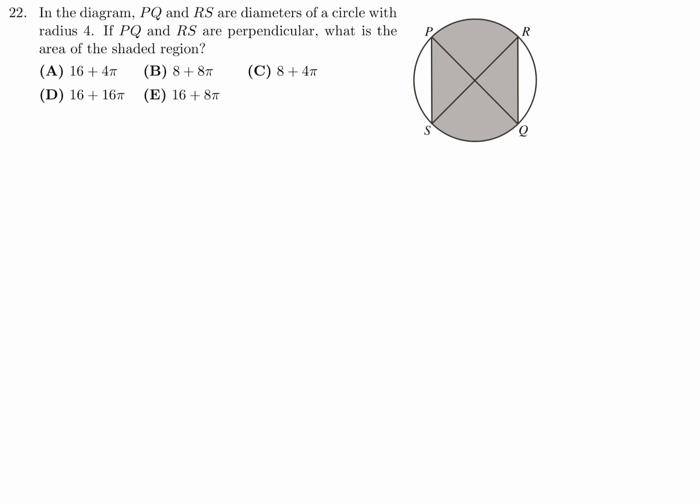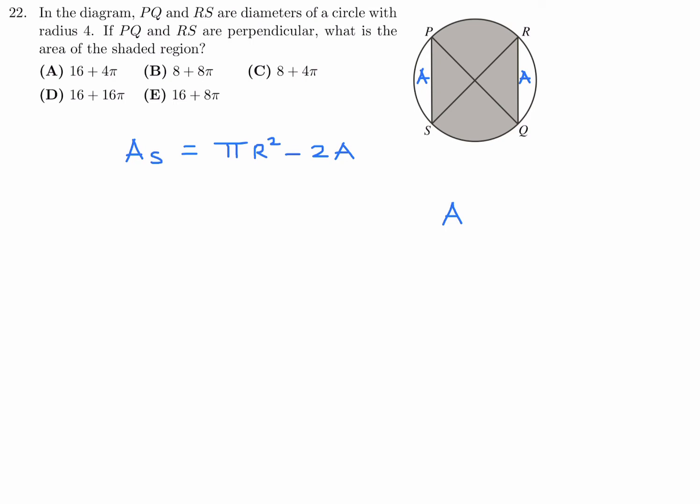I'm going to call this region here A, and this region, of course, will also be A. So the area of the shaded region will be equal to the area of the full circle, which is pi r squared, minus 2A. So if we can figure out A, this will be no problem. So let's first concentrate on figuring out A. And how do we do that?